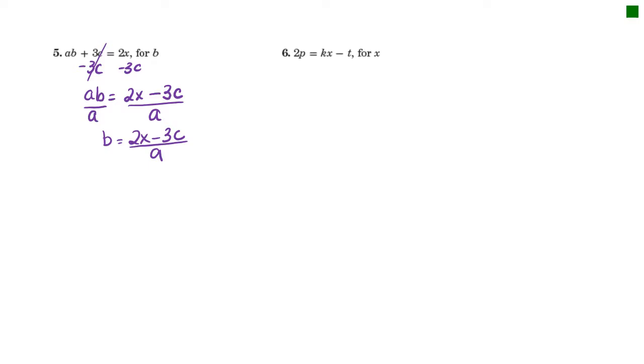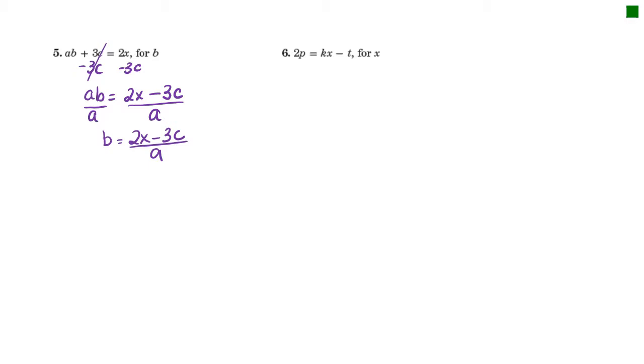Okay, so I hope you pause and try this problem on your own. Now I'm going to show you how I would have solved it, and we'll see if we get the same answer. So we're solving for x. I'm moving away from the x. I have k times x minus t. So I know I have k times x, and there'll be some division.